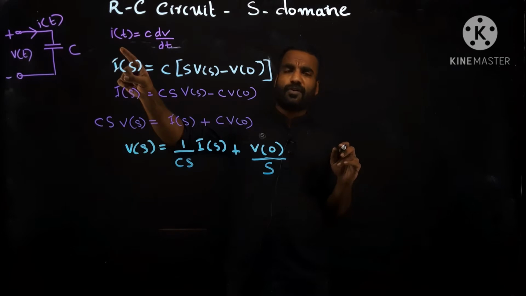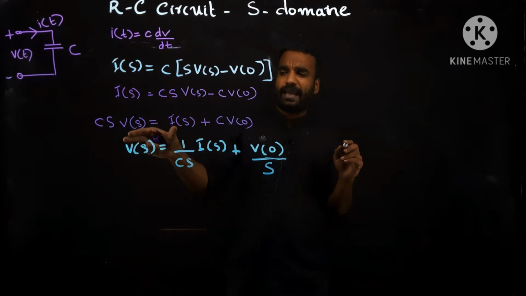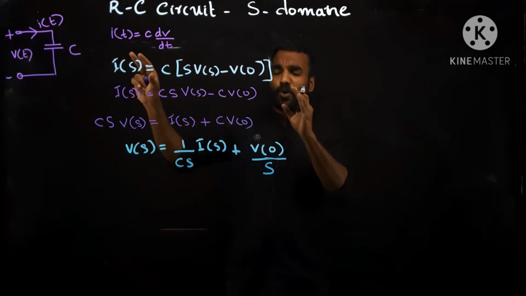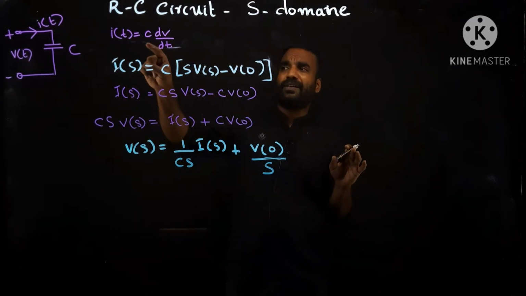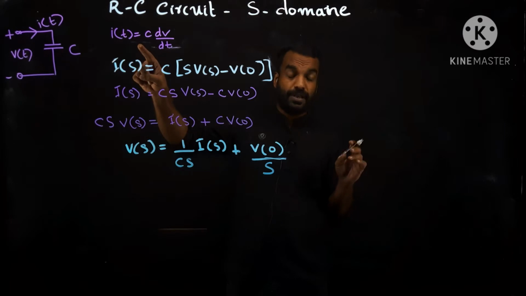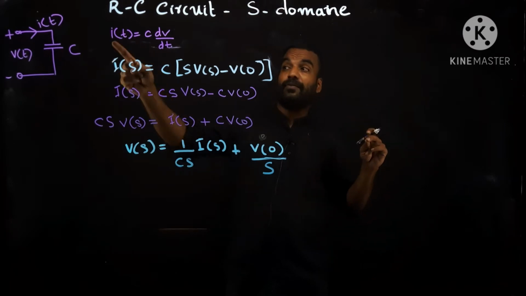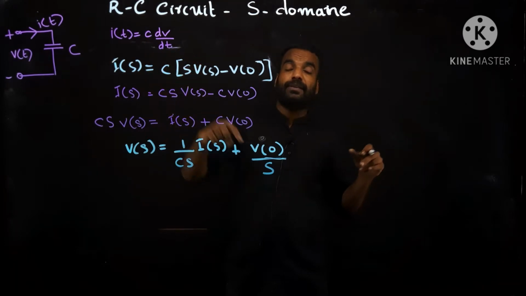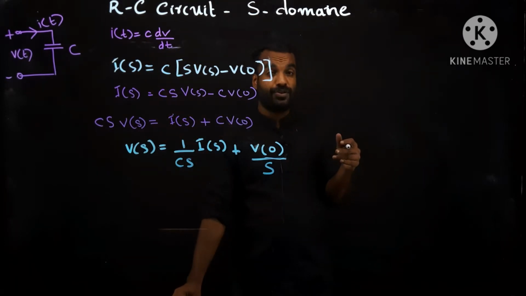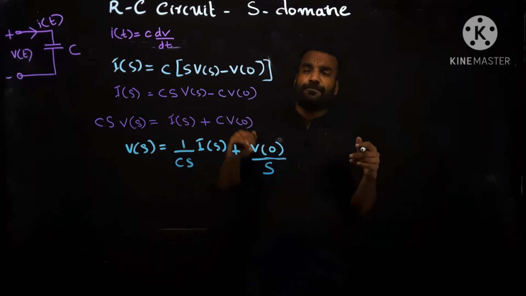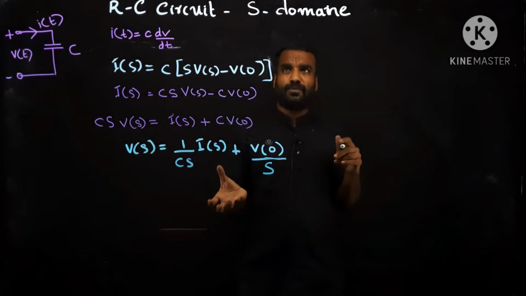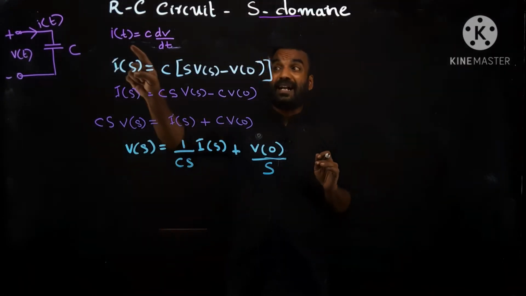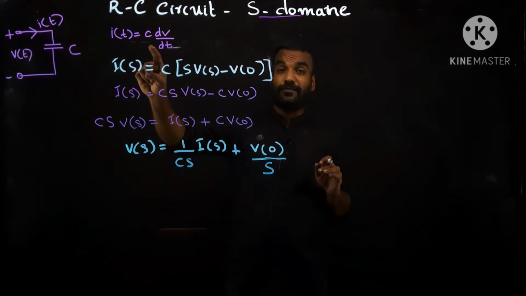First of all, for deriving the model in S domain, we are always taking the differential form of equation. If it is an inductor, we will take V of t is equal to L di by dt. In inductor, we are initially writing the voltage equation. And in capacitor, for deriving this capacitor model in S domain, we are initially deriving current equation. I of t is equal to C dV by dt.